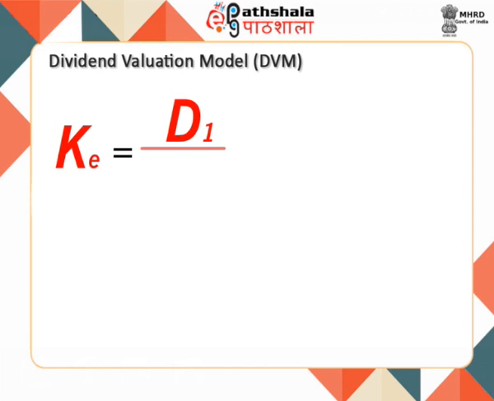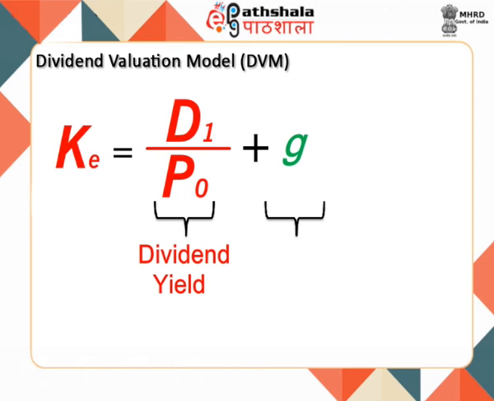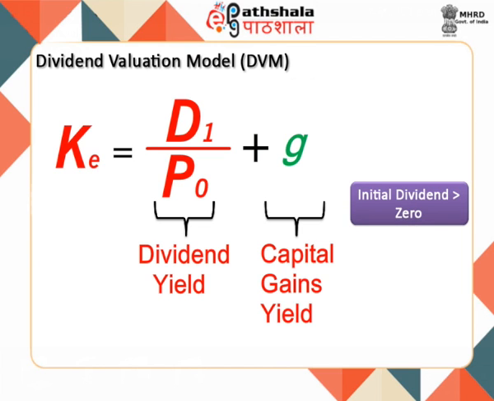The equation for finding out the cost of equity under DVM is shown here. From the equation, we can see that the cost of equity can be found by dividing the next period's dividend by the current market price of the stock, that is, the dividend yield, and adding it to the growth rate in dividend per share, the capital gains yield. The model assumes that the initial dividend is greater than zero.